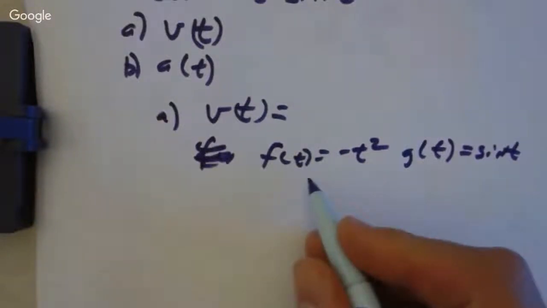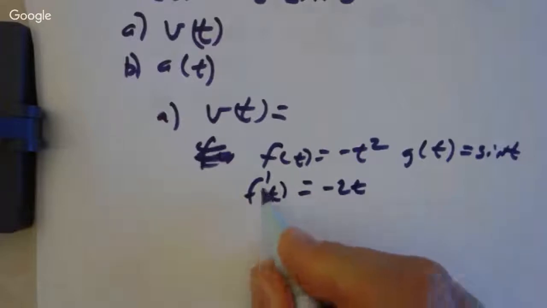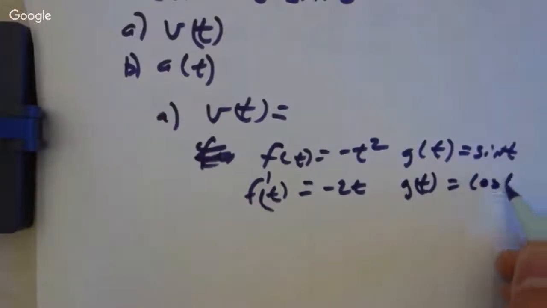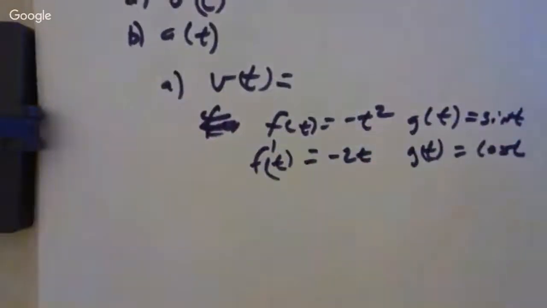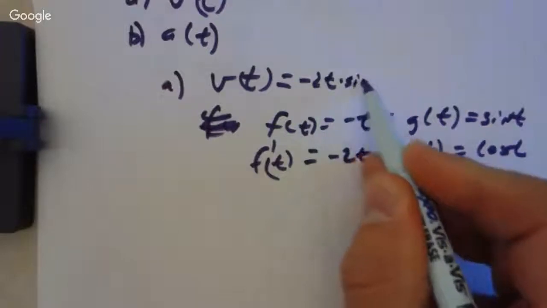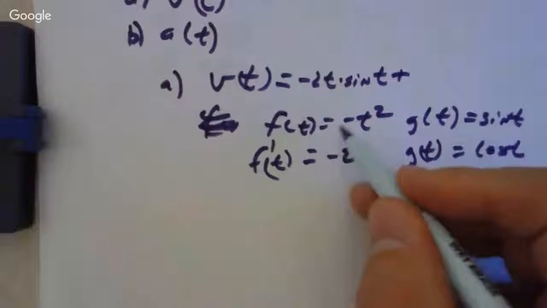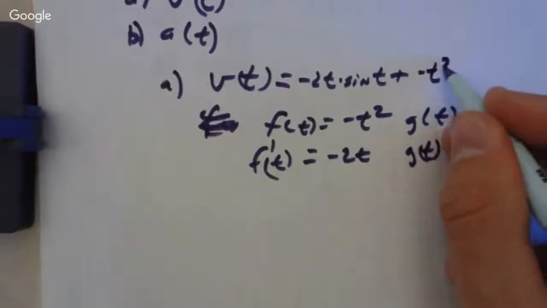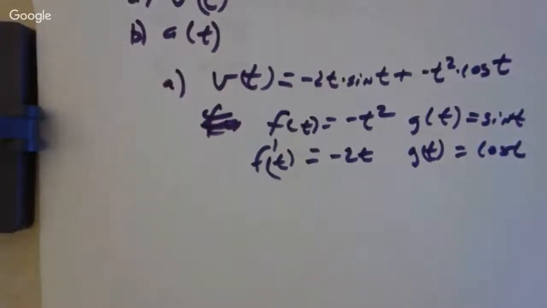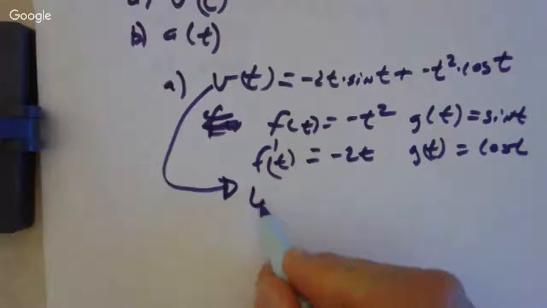Okay, what's the derivative of negative t squared? Negative 2t. What's the derivative of sine? Cosine, right. So again, bow tie rule. Your velocity is equal to the derivative of the first times the second, plus the derivative of the second times the first. I'm going to clean it up just a little bit. I'm going to take the minus sign and move it through.